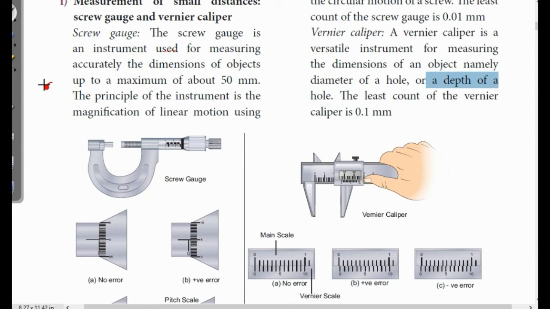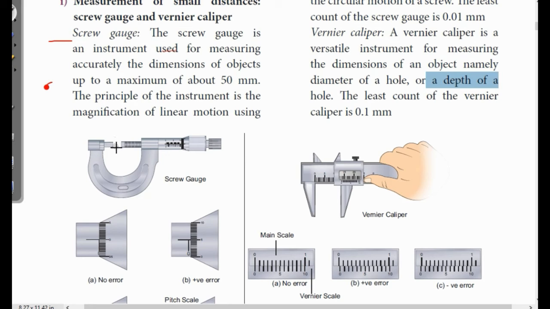So today we will be seeing about measurement of small distances, and the first instrument that we are going to see is screw gauge. Screw gauge is an instrument used for measuring accurately the dimensions of objects up to a maximum of 50 millimeter. The principle of this instrument is magnification of the linear motion using a circular motion of a screw.